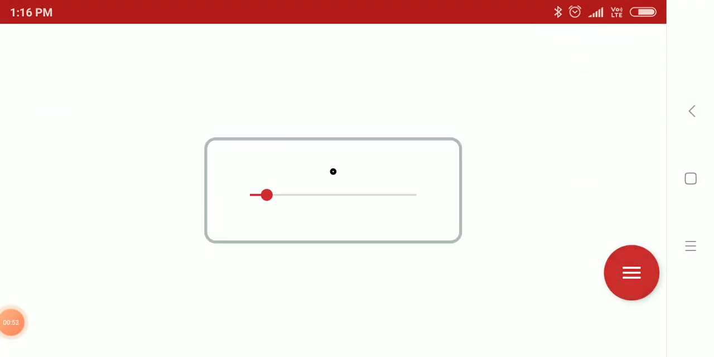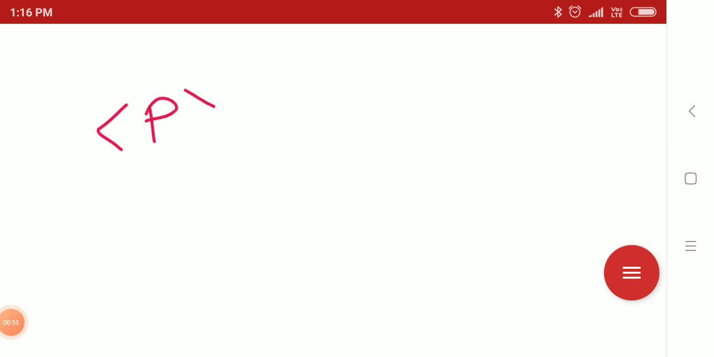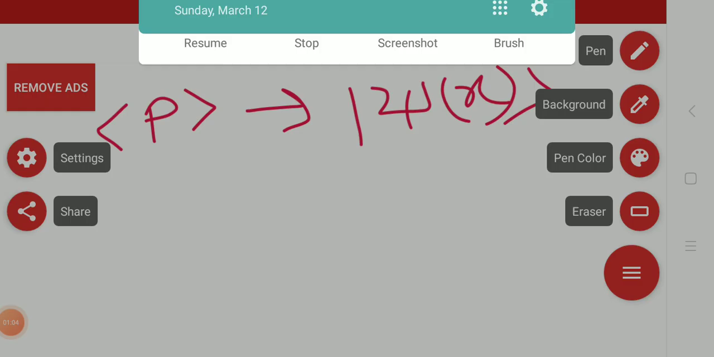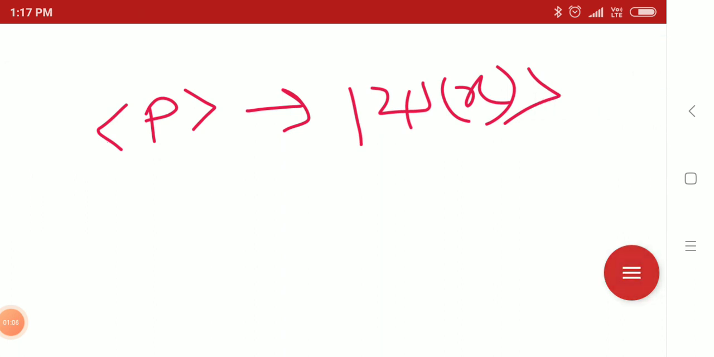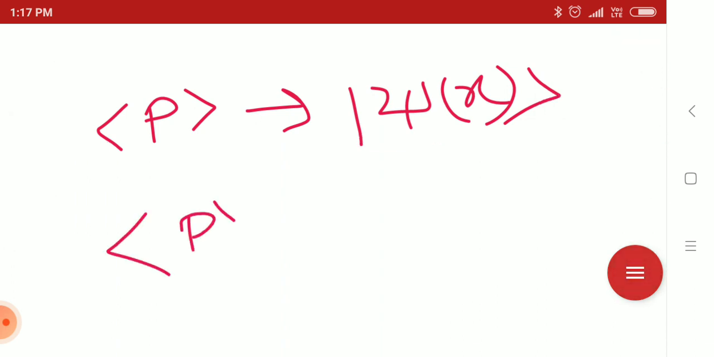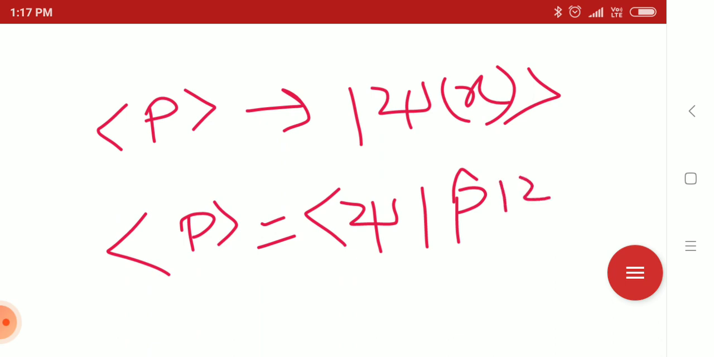The problem was such that the momentum expectation was given in the state ket psi x. It is a predefined state, ket psi x, and the expectation value of momentum p is given such that p equals bra psi p ket psi.